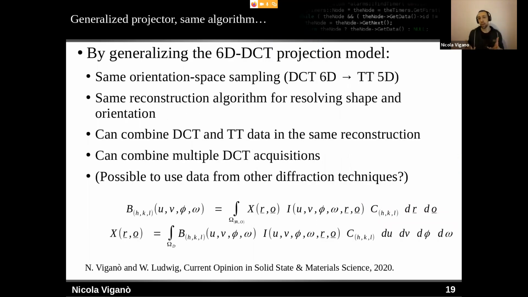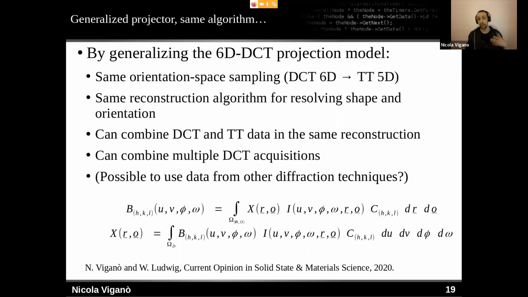So can we actually integrate this in the framework that I just explained? Yes, we can. So we developed a generalization of the forward projection and back projection models for the 6D DCT, and that applies. I have the equations here. They might look a bit cryptic, but the I term is the thing that actually depends on the geometry. Everything else is the same. And we can indeed reconstruct orientation-resolved Topo-tomography volumes. And we can actually join reconstructions from DCT and Topo-tomography data.